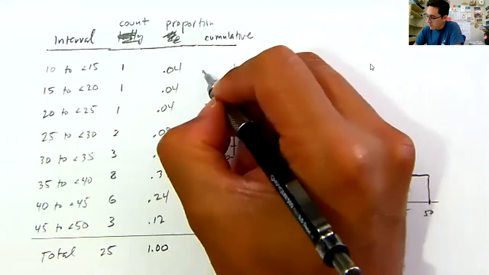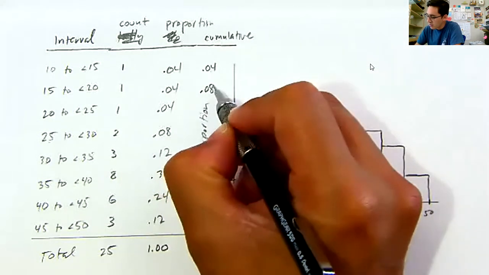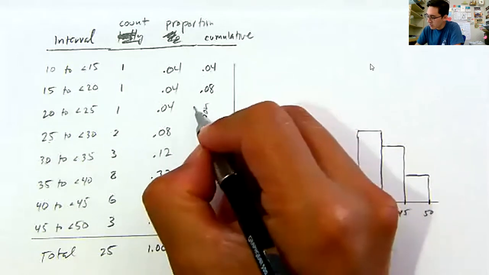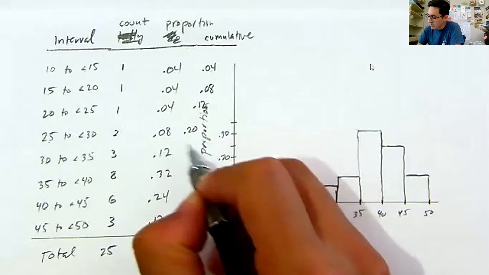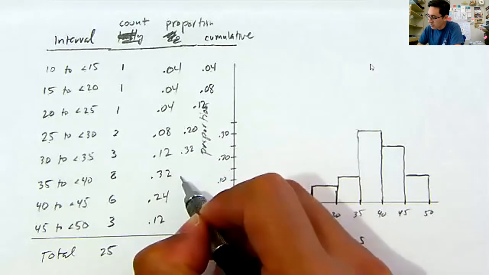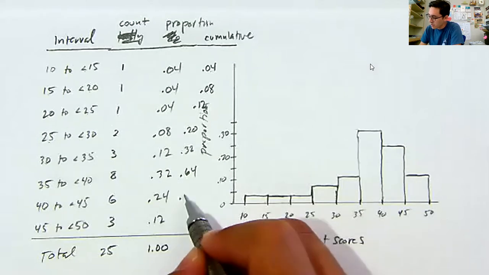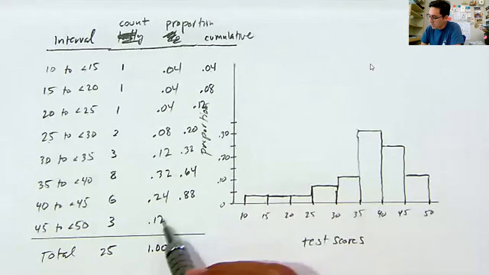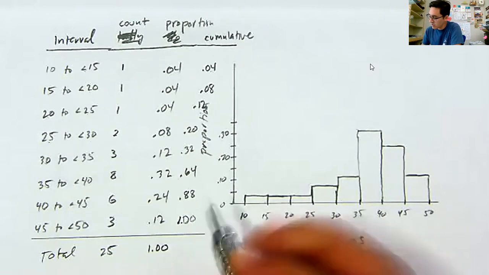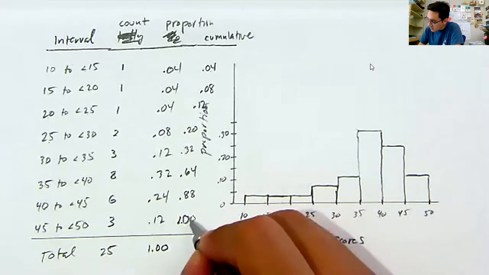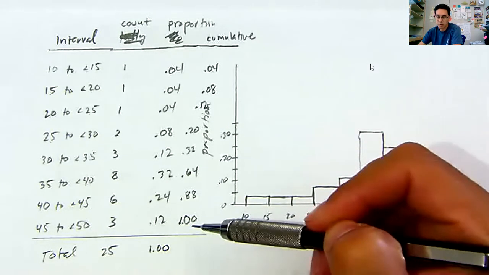Cumulative. All right, so we've got 4%. Add that to the next row. So now we're at 8%. Add that to the next row. Now we're at 12%, add that to the next row, 20, keep adding, 32, keep adding, 64, 64 plus 24 is 88, 88 plus 12 is 100%. Okay, so we're accumulating the proportions as we go down the table.